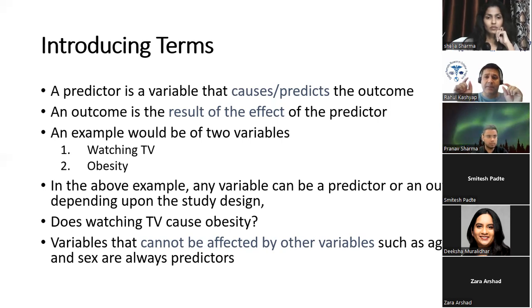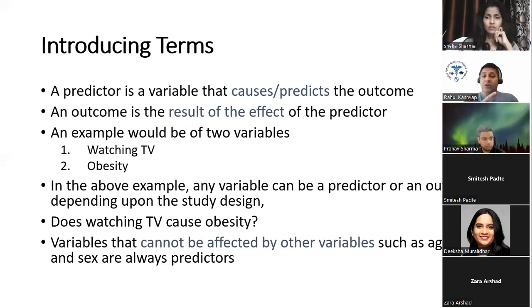I'll give you a confusing example, and you should think about it. That could be one of the big things you can take out from today's lecture. Take two variables, watching TV and obesity. If my research hypothesis is that watching TV causes weight gain or obesity in people compared to people who are not watching TV, then watching TV is my cause and obesity is the effect. Watching TV is a predictor, and the outcome is obesity.